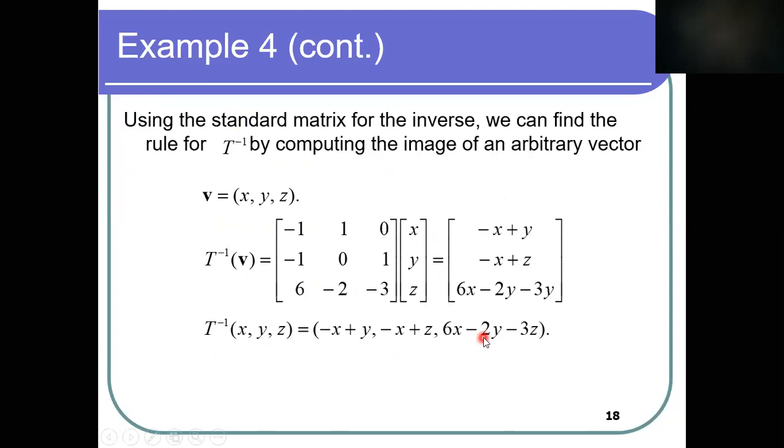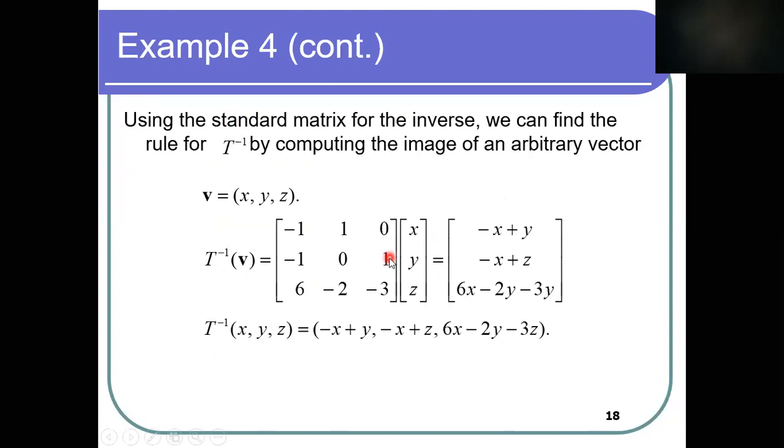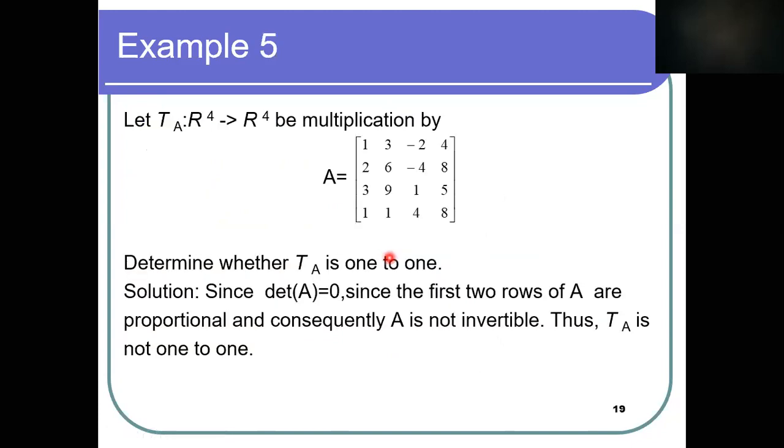Why did this happen? Because if you look here, the determinant is non-zero. So dear student, if you look here, the determinant in this case is zero. In that case, dear student, this is not invertible. So T, a transformation from R4 to R4, is not one-to-one and onto.